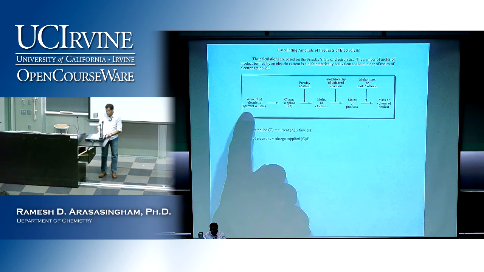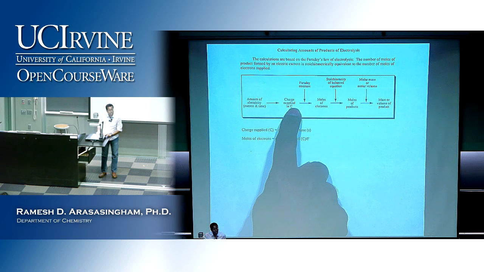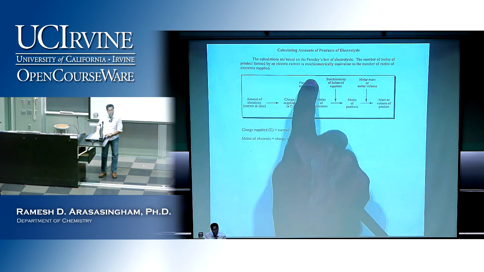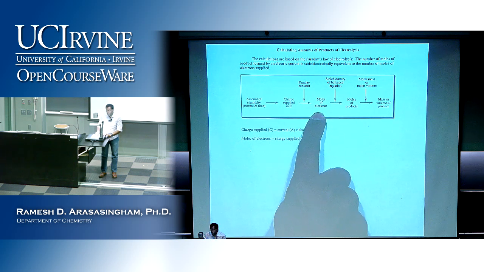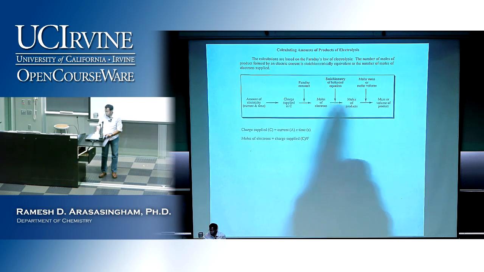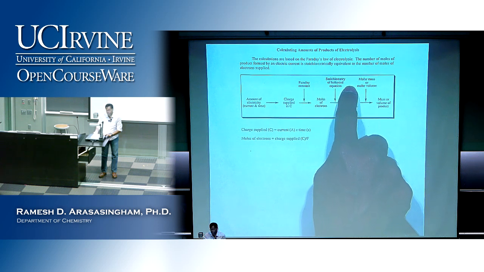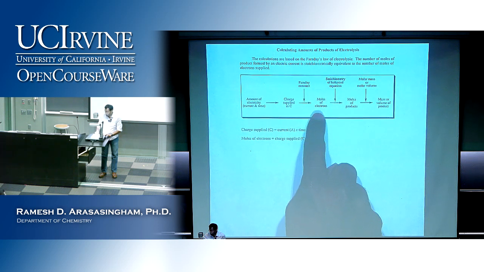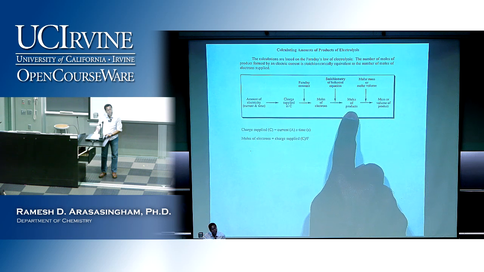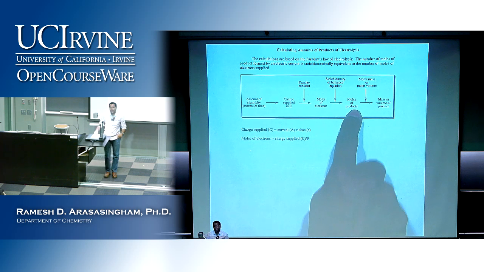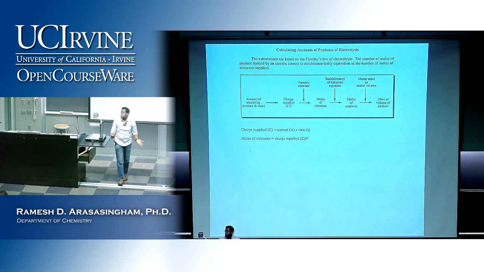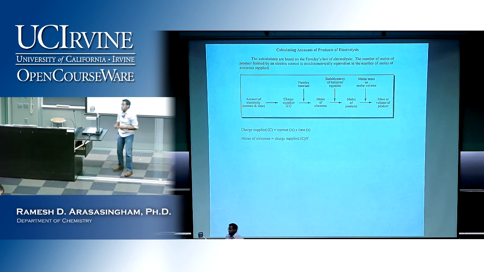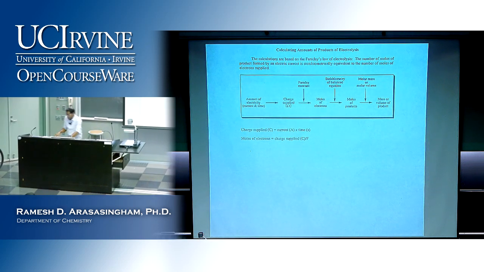Essentially, you start with the amount of electricity and the time. You convert that to the charge in coulombs. You divide by Faraday's constant. You end up with the moles of electrons. Once you know the moles of electrons, you look at the stoichiometry of the balanced equation, and from that you can calculate moles of electrons to moles of products. Once you know the moles of products, how do you convert moles of products to grams? You multiply by the molar mass. Got it? Now I want to take one example of a problem where you apply this. This is like stoichiometric problems.